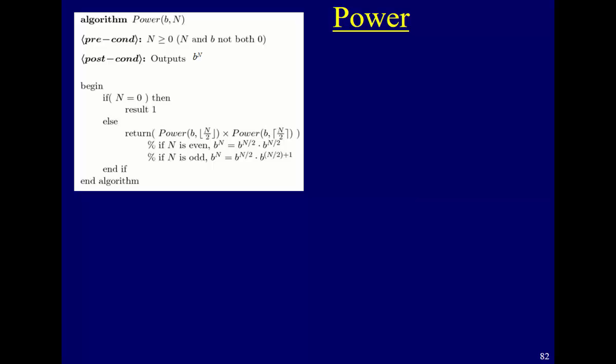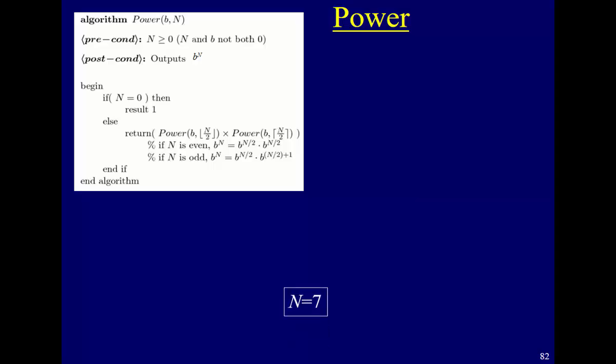Here's another little example: you're given a b and an n, and you want to compute b to the n. So what can you do? You can say if n is 0, then you just return 1, because b to the 0 is 1. Otherwise, you recursively compute b to the n over 2 rounded down and b to the n over 2 rounded up, and then you multiply the two back together.